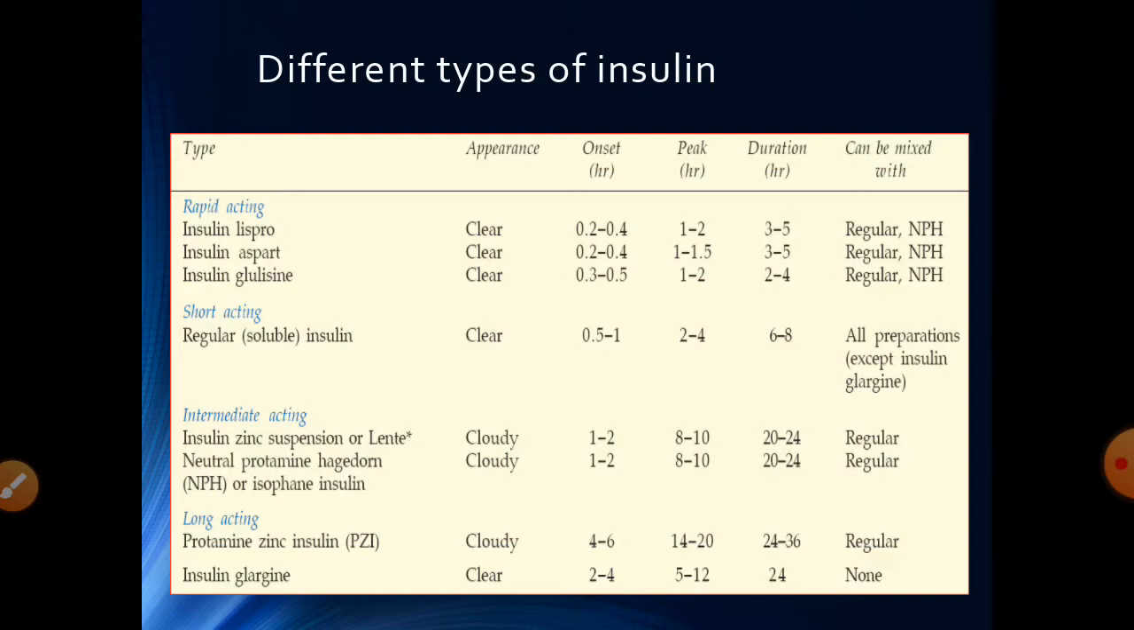Next comes, this is very important because direct questions are asked from these tables, as they could ask you which one of the following is rapid acting. So you have to learn it this way. Lispro, aspart and glulisine are rapid acting. Short acting is regular insulin. Intermediate is NPH or isophane, and long acting is glargine and protamine zinc insulin.